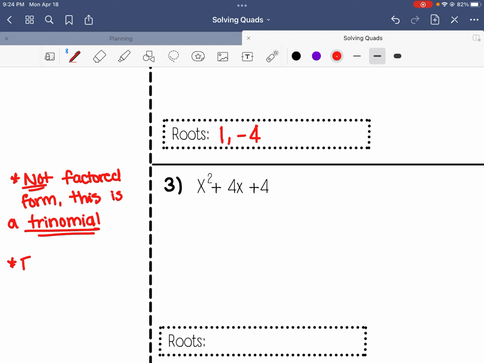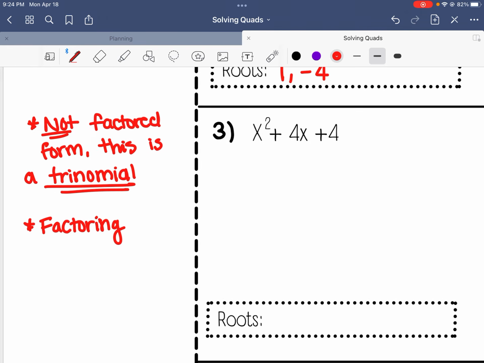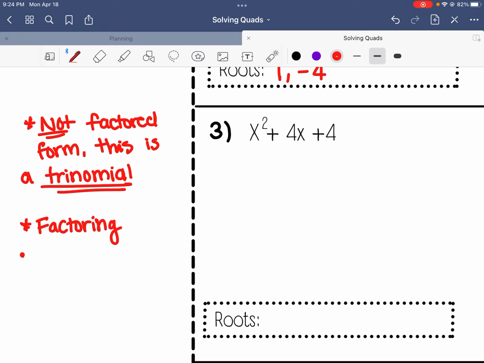But something that we learned with polynomials is that you can use factoring, because with factoring, we get factored form. So let's recap. With factoring, there was the x method.